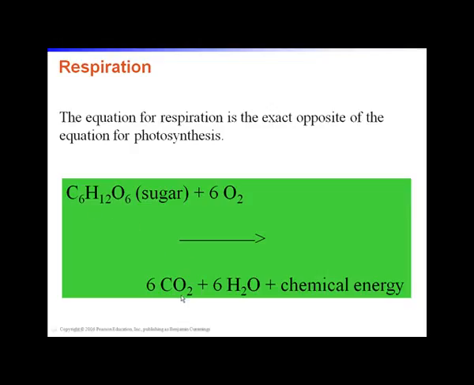You get carbon dioxide given off, you get water given off, and you get chemical energy in the form of ATP in order to do the cells' or organisms' work. We need to break down sugar to get this energy source. We need to get that energy between the atoms so that our cells and other organisms can do the work they need to do.